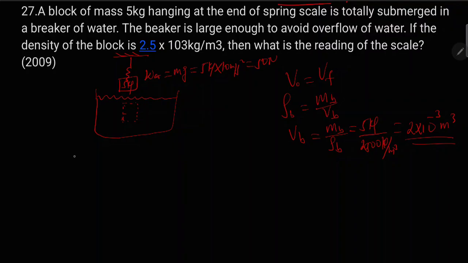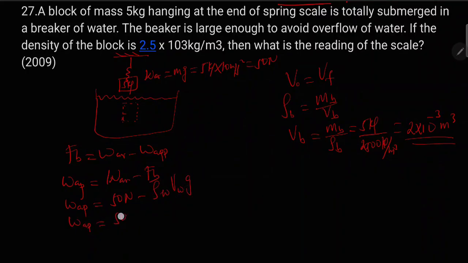So buoyant force is equal to weight of the object in air minus weight of the object in water. So how do we find the apparent weight? Apparent weight is equal to weight of the object in air minus buoyancy force. Then apparent weight equals weight of the object in air, 50 newton, minus buoyancy force, density of the water times volume of displaced water times g. Then apparent weight is equal to 50 newton minus density of the water, 1000, times volume of the water, which is equal to volume of displaced fluid.